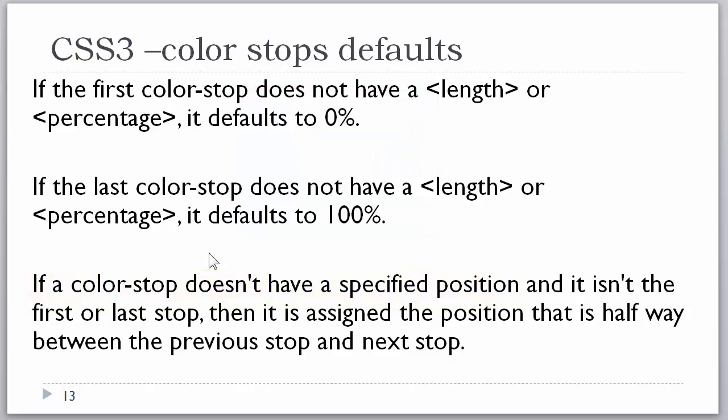All right, so just some theory here. If the first color stop does not have any kind of length or percentage, and by the way, they can be pixels, it defaults to 0%. So you can set a color stop for the first one. If the last one doesn't have a length or percentage, it defaults to 100%. If it doesn't have a position anywhere in between, then it's positioned approximately halfway, or with respect to how many stops you have, as the browser would do, evening it out.